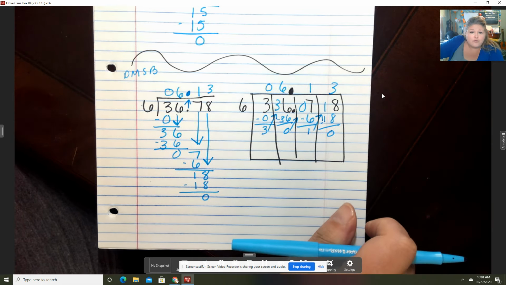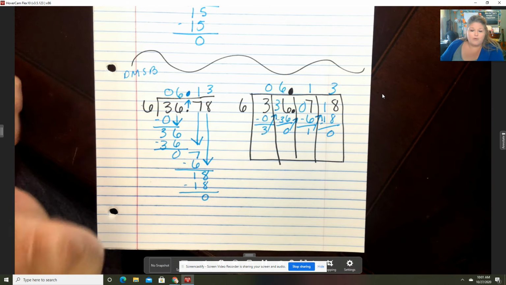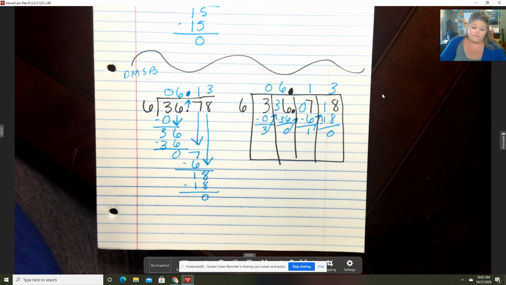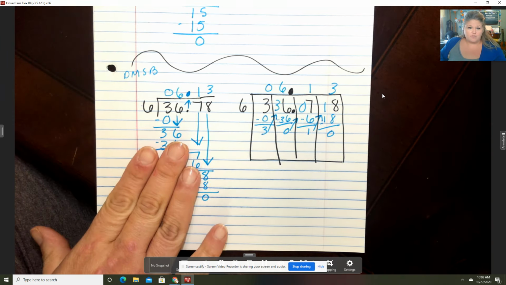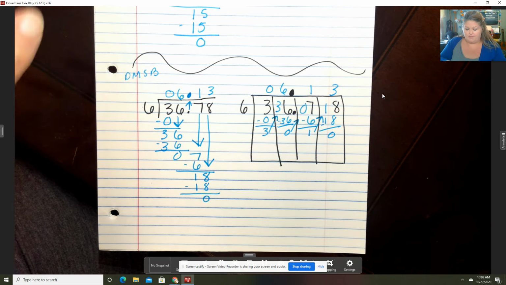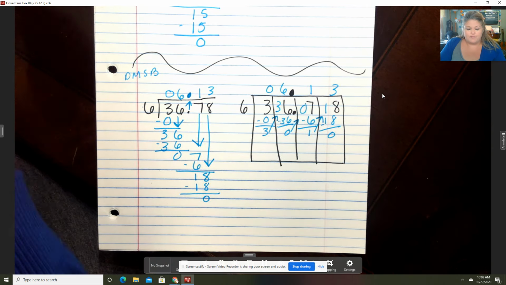Remember, you choose which way you want to do it. You can pick this way or you can pick this way. Both are equally as good. One is not better than the other. They're just 2 different ways to do it. This is the regular old way. This is a new way that might help some people because division is one of those skills that 5th graders sometimes have trouble with.